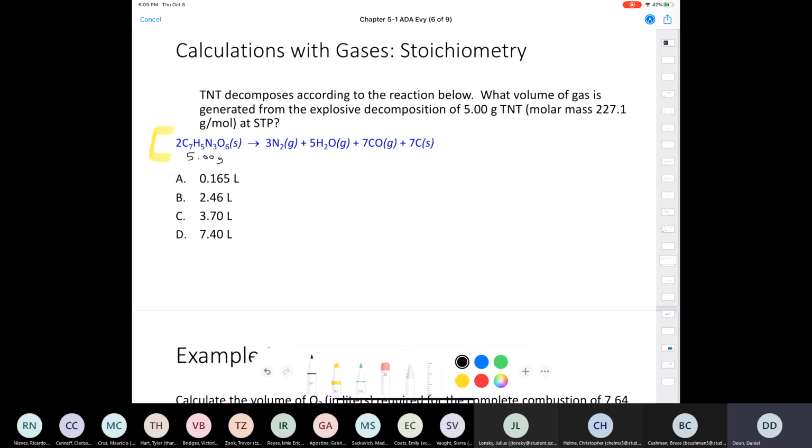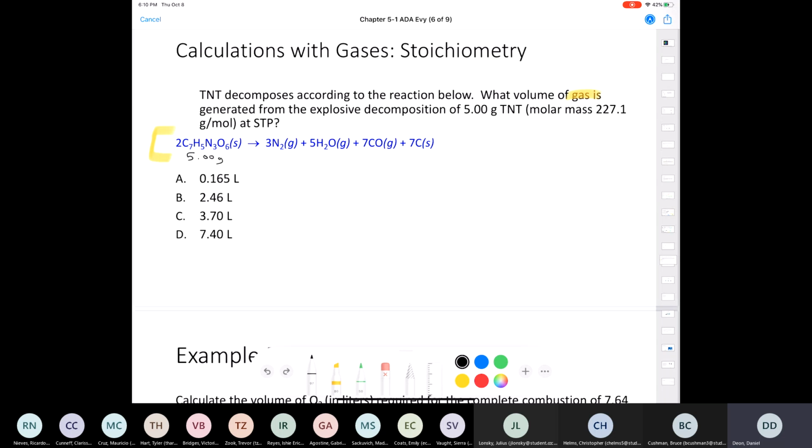Now, something I want to point out is that it's asking us what volume of gas. It doesn't specify which gas, because we've got three types of gas. We've got nitrogen gas, water vapor, which is a gas, and carbon monoxide gas. That means we've got three types of gases. Well, we're going to need to figure out the number of moles of gas if we want to figure out the volume of the gas.